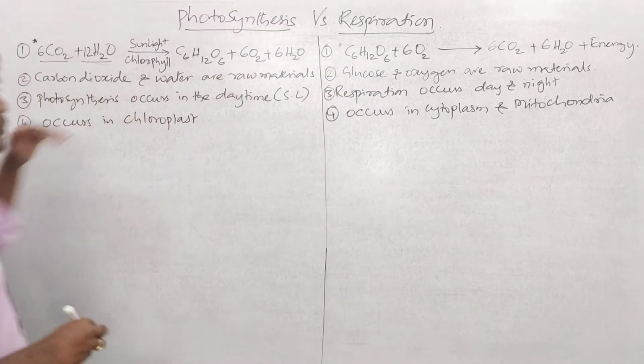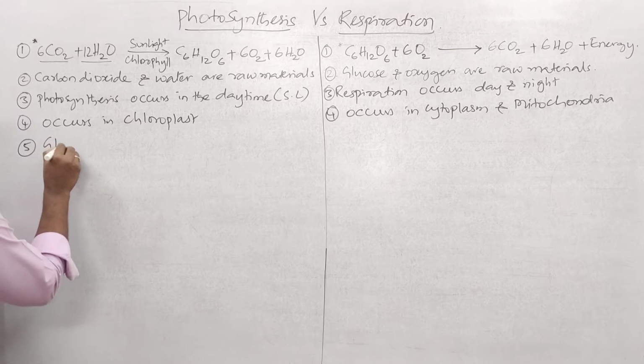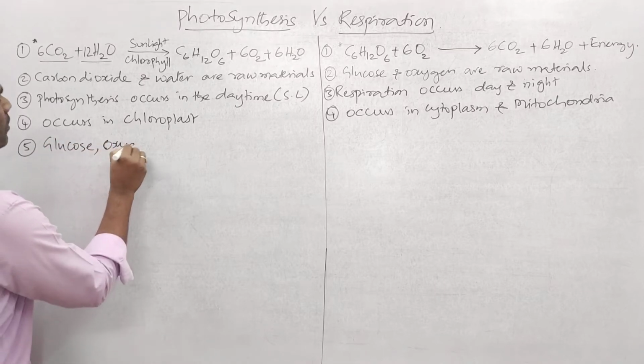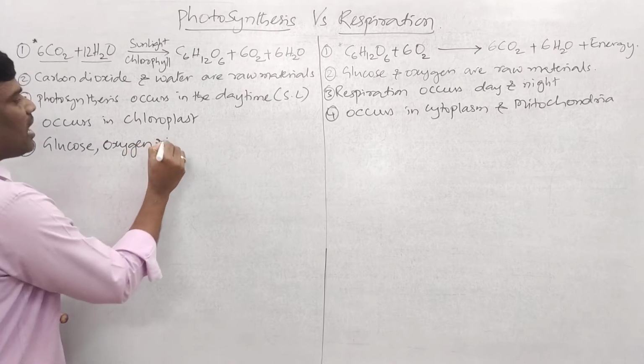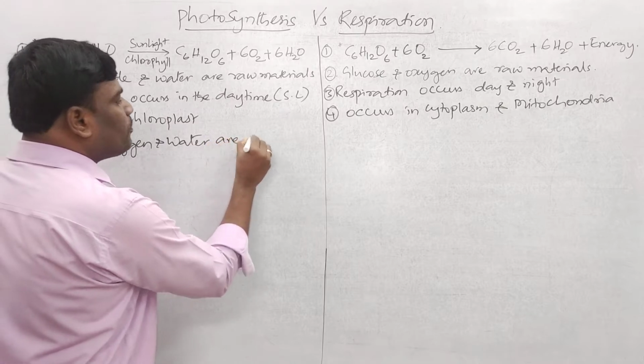So let us come to the products now. What are the products here? Glucose, oxygen, and water are products.